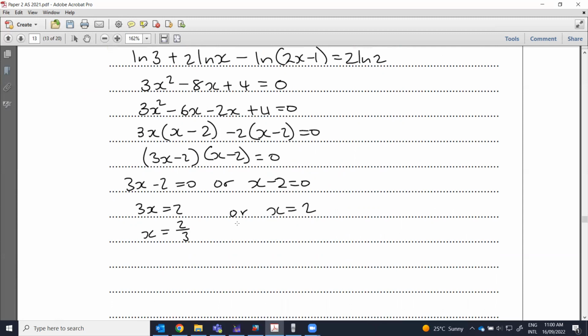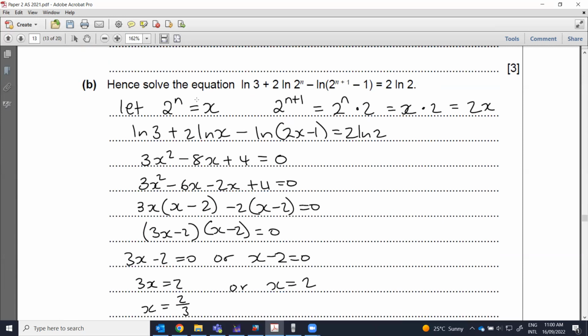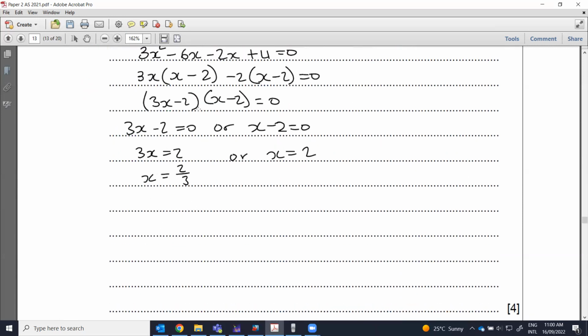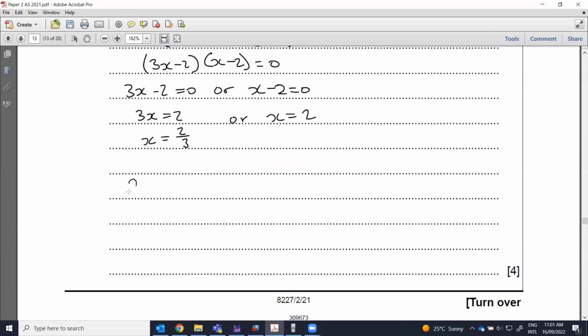But remember, I'm not solving for x. What is x equal to? x is equal to 2 to the power of n. So I have 2 to the power of n is equal to 2 over 3, or 2 to the power of n is equal to 2. To solve this one, you can take log base 2 on both sides. Log base 2 of 2 to the power of n is log base 2 of 2 over 3. So here I have n is equal to log base 2 of 2 over 3.